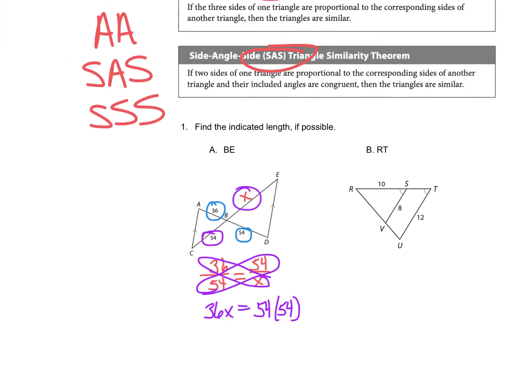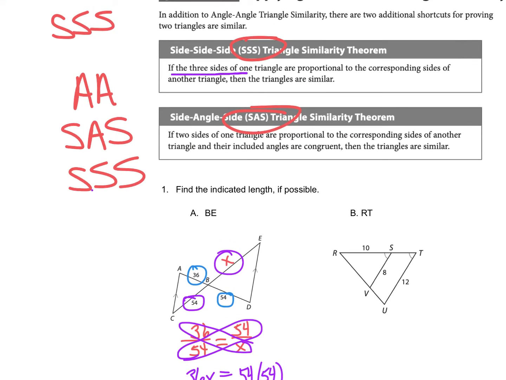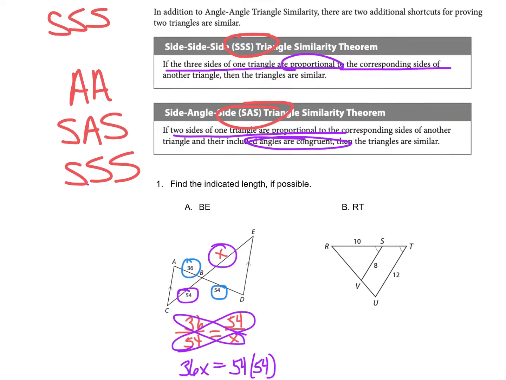Oh, and by the way, side, side, side is if all three sides are proportional, not congruent, proportional to the other sides. Same here, two sides are proportional. And remember, in similar shapes, sides are proportional, angles are congruent.